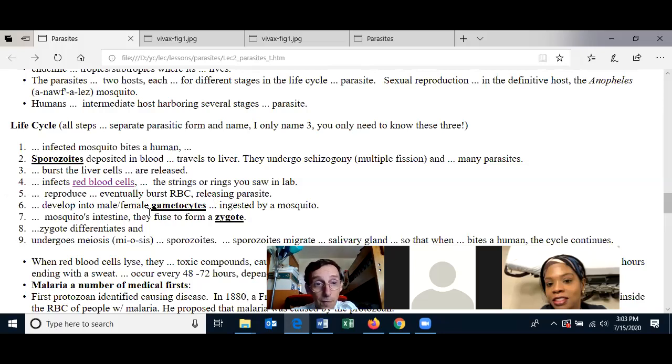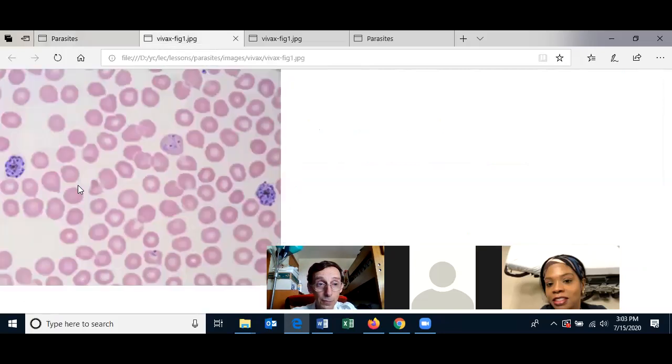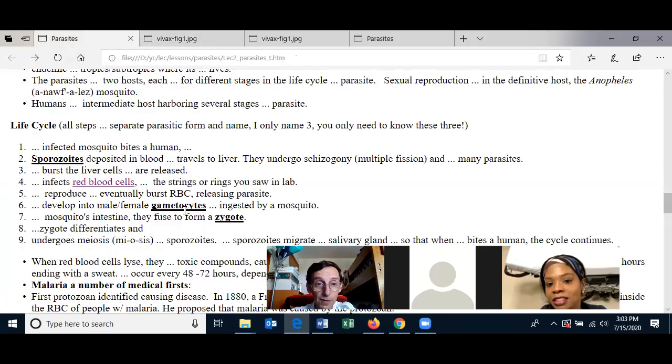Sometimes the parasite, when it's reproducing in a red blood cell, can form gametocytes. And so this is one stage you need to know. Usually what happens is with the red blood cell, the gametocytes will form, and then half of the gametocytes are male gametocytes, half are female gametocytes. Any question about that?